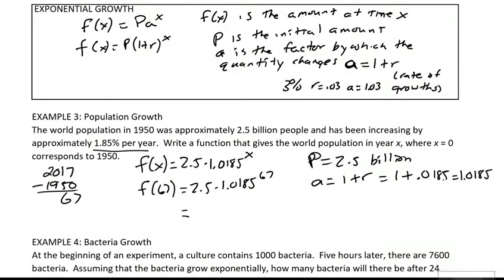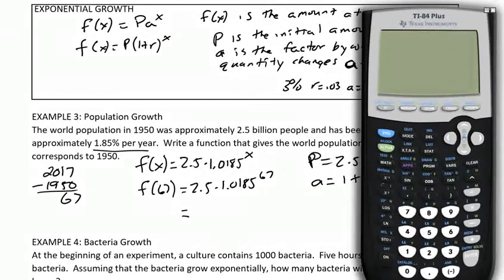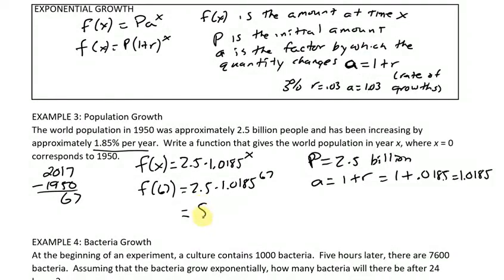So if we do 2.5 times 1.0185 to the 67th power, we get 8.53 billion. So they would estimate that there's 8.53 billion people in the world. So it's a bit off, I guess. It's off by about a billion. And that usually happens when you have functions used to predict. The farther away you go from where you started, the less accurate they tend to be.